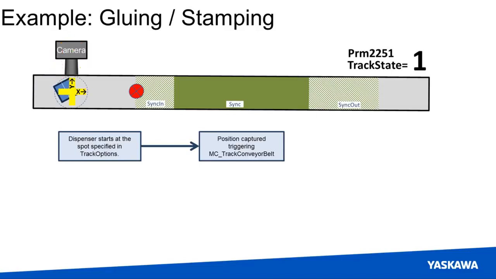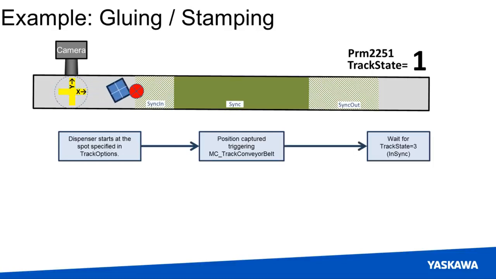So we go to the camera, we capture a position. Somehow the part went under the origin. Now we've loaded that initial object position into our MC track conveyor belt, and it begins to move down. The tool is waiting, and eventually we'll catch up to it. And now our track state has become 3, so we know that we're in sync.